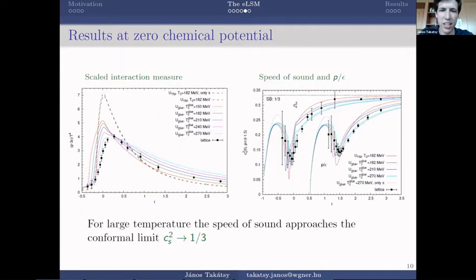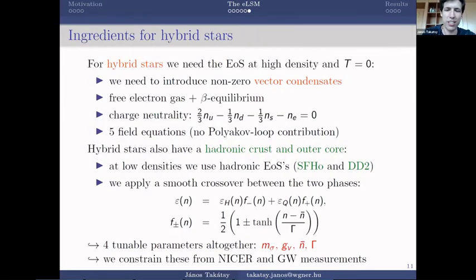So here are also some other figures with comparisons. On the left, you can see the trace anomaly, so the deviation from a non-interacting case. And on the right, you can see the speed of sound squared as a function of temperature. All right. But what we are interested in is the extrapolation of this model to finite density and low temperature. So what we need to do, first of all, is introduce not just one, but actually 3 additional vector condensates. And we also need to solve the model in beta equilibrium and add the electrons to it.